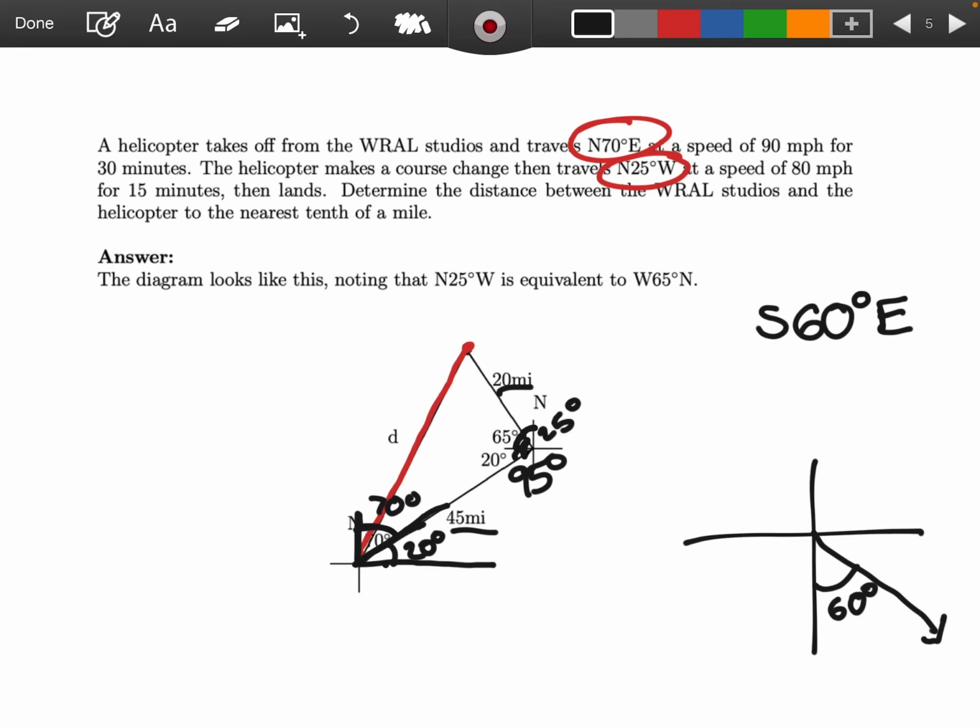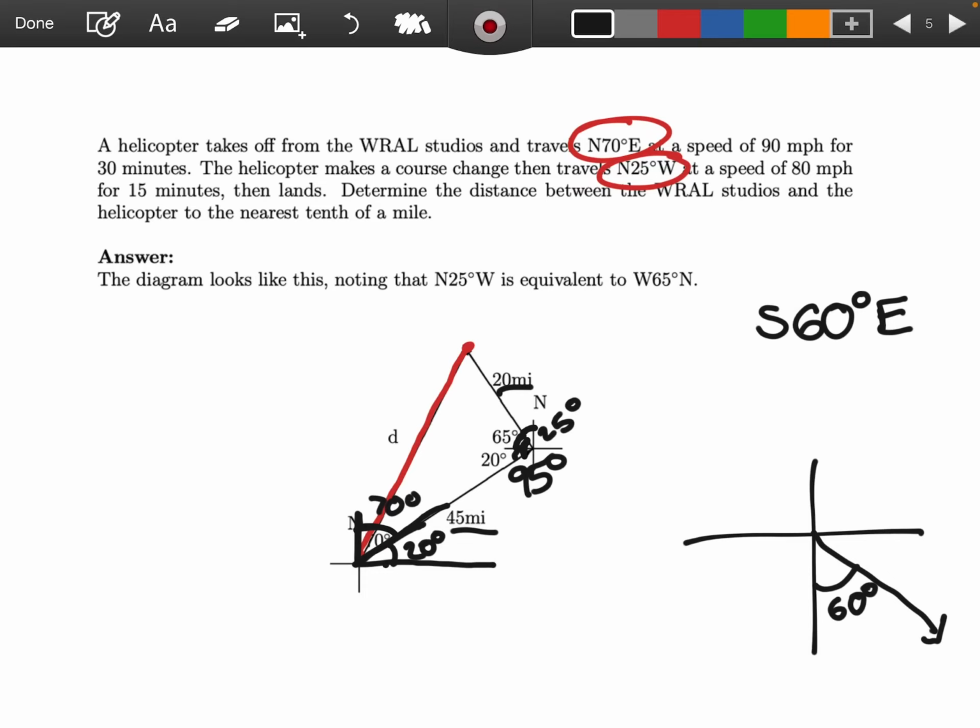Similarly, I've got a helicopter that then changes course, and it goes at a speed of 80 miles per hour for 15 minutes. So in a full hour, I would have gone 80 miles, but I'm looking at 1/4 of an hour. So a quarter of 80 would be 20. So I know I've gone 45 miles and then 20 miles. That's how I've got those two distances.